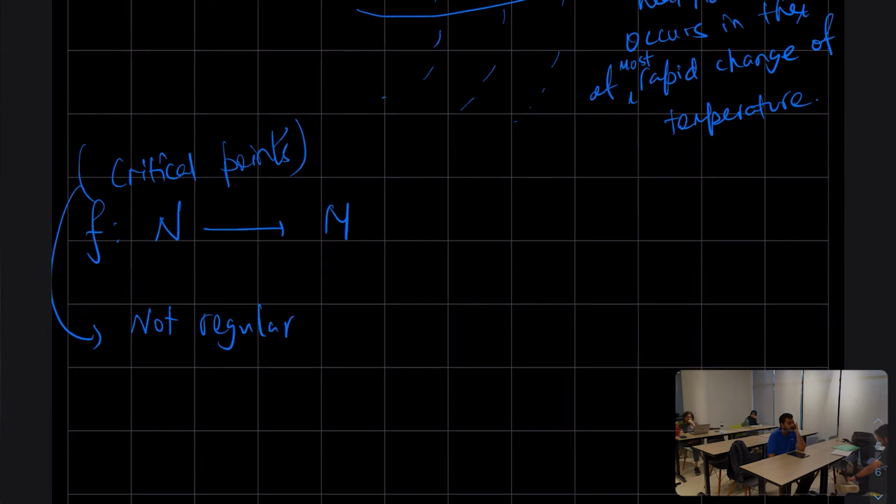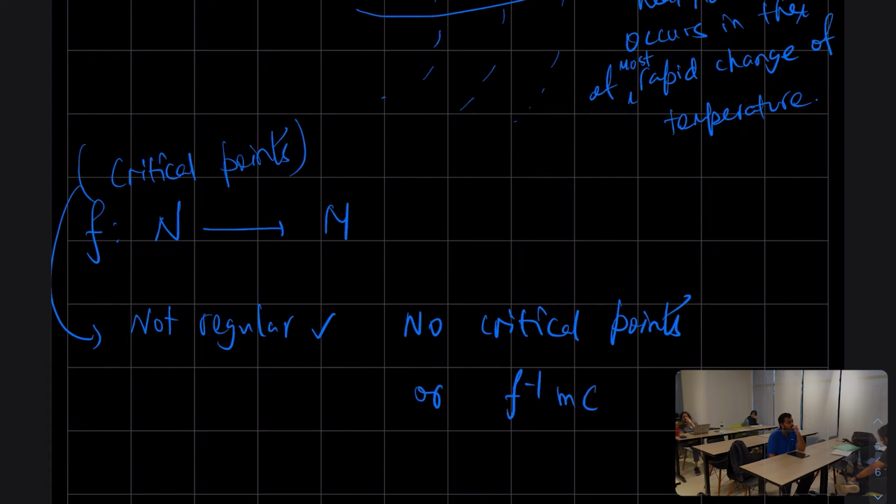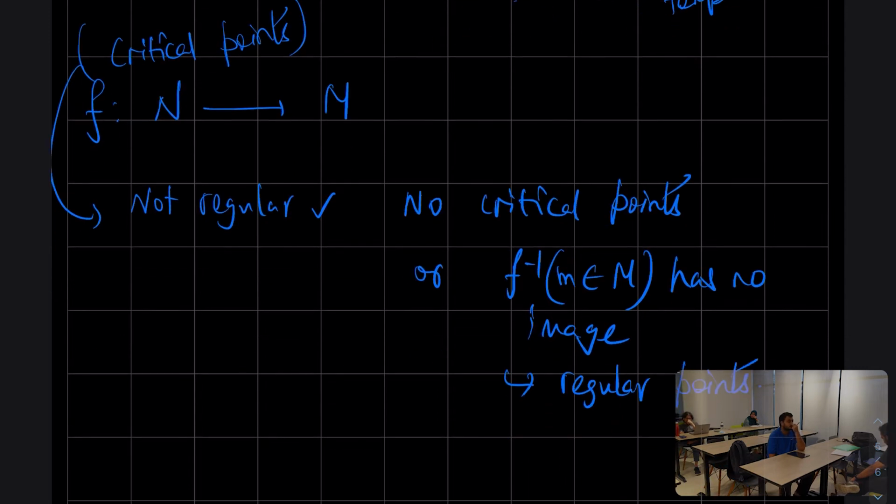If there are critical points, it's not regular. If the function has some critical points, the map is not regular. If it has no critical points, or the inverse image f inverse of some element has no image, then this is called a regular point. So the opposite is true: if I consider that there are no critical points, then its image is going to be a regular value.